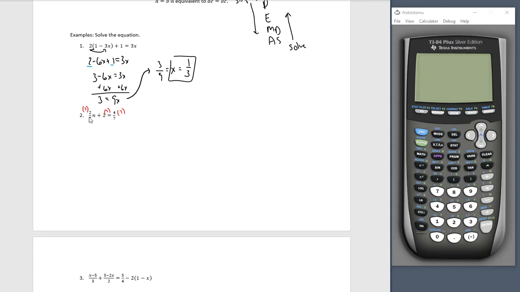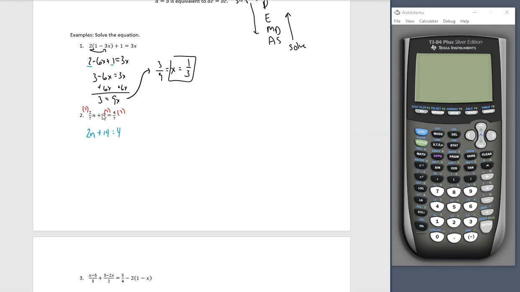So we will have 2/7 times 7 is 2n, right? 2/7 n times 7 is 2n. 2 times 7 is 14. And 4/7 times 7 will give us 4.